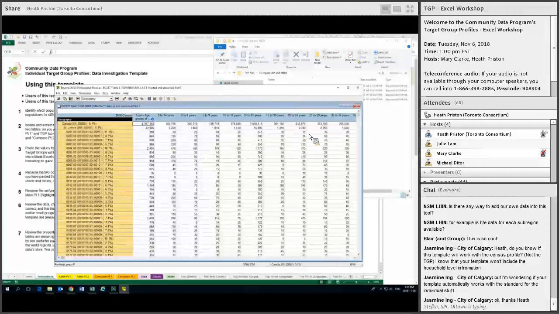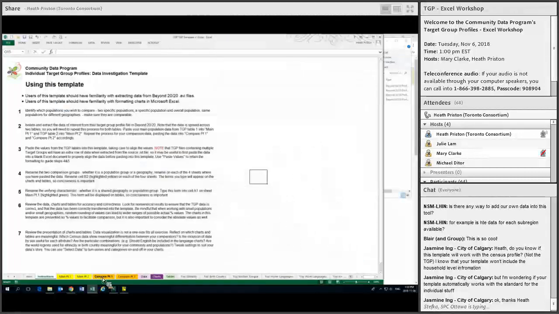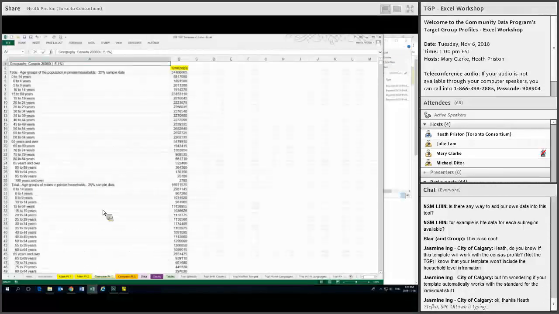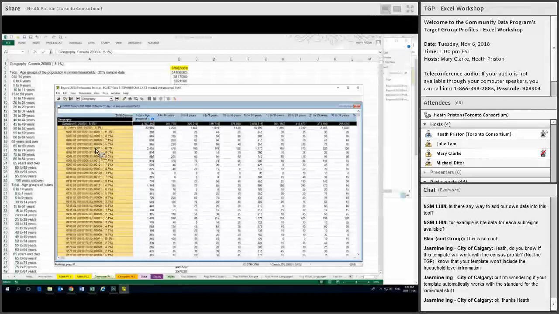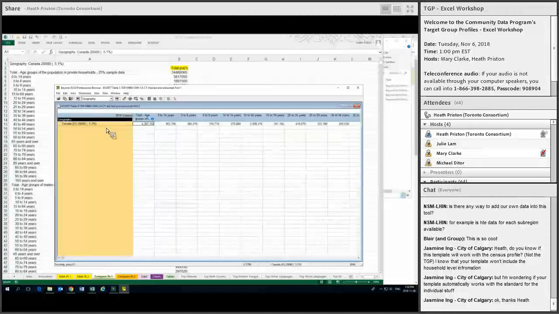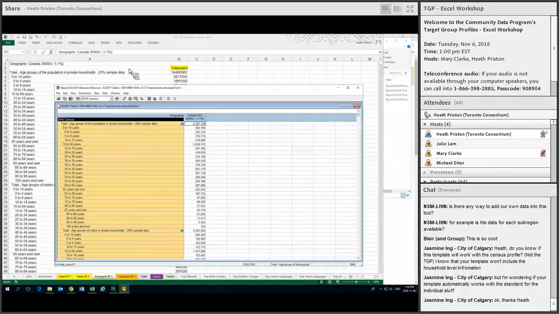So we've already hit step 1. We've decided what we want to compare. We're comparing at the Canada level for both, so that's comparable, and we're comparing 2 different target group profiles, so we're good there. They're going to be comparable because they're both drawing from the same population universe. So I've got to work in this target group profile file here to find what I'm looking for.